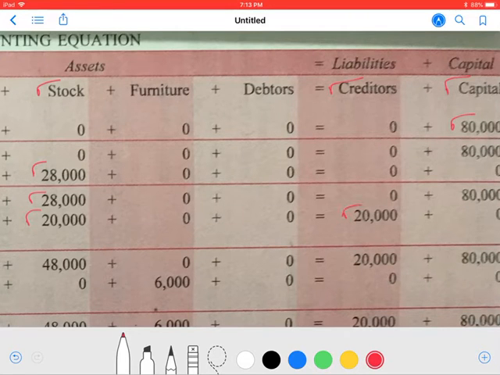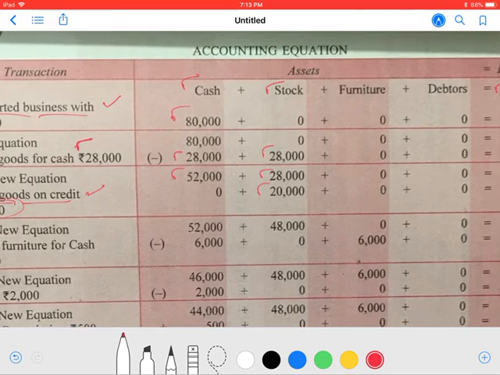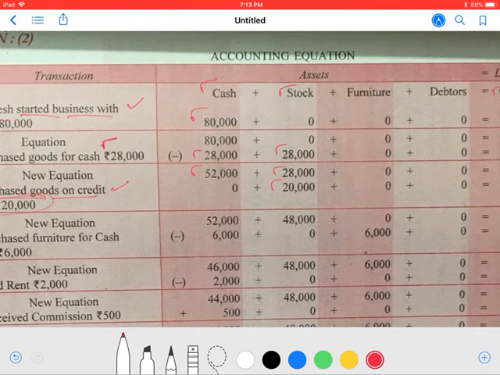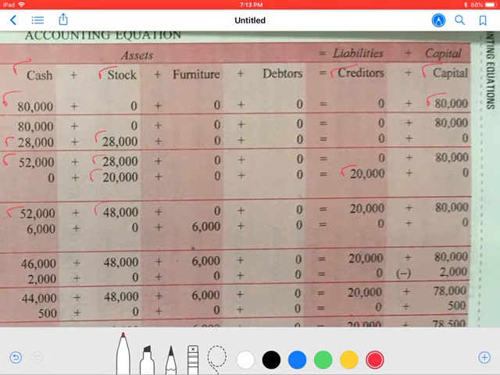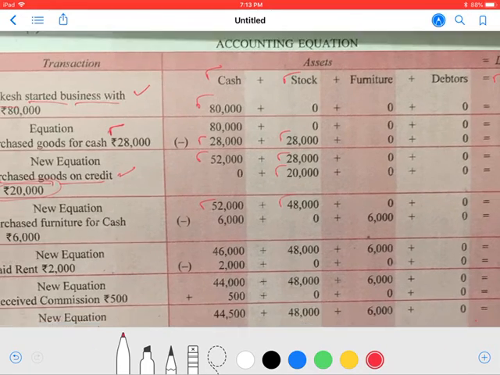Now we are calculating the new equation. 52,000 plus 0, that is 52, and 28 plus 20, that is 48, and 20 and plus 80. Okay, this is the equation.